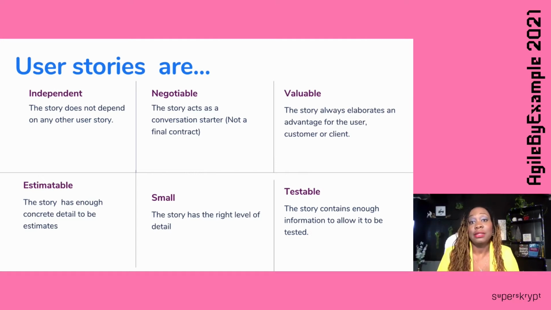It's also valuable, so it has to represent some value to the user, so that you know that when you implement this, there's some user who's going to benefit. It's not just benefiting the system or benefiting some manager somewhere, but it's really benefiting the end customers and the end users. It's estimatable. So the story has enough concrete detail for the team to be able to estimate it.